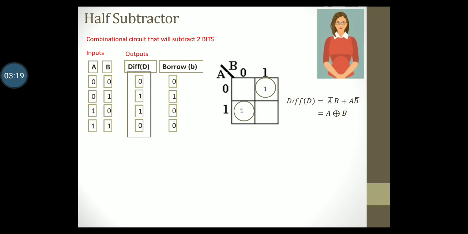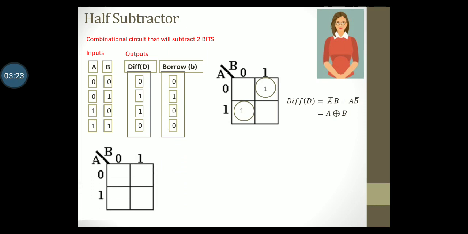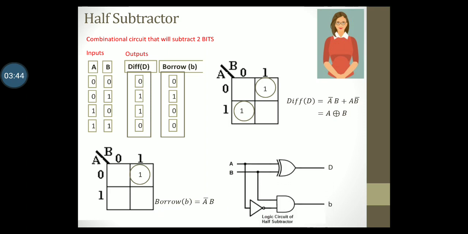We also need to find an expression for borrow. So let us draw a 2-variable K-map for borrow and we plot the values where borrow is equal to 1 on the K-map. Mapping those values on the K-map, we get it as this. It is a single cell and we get the expression as borrow is equal to A bar B. We can now go ahead and draw the diagram as follows.